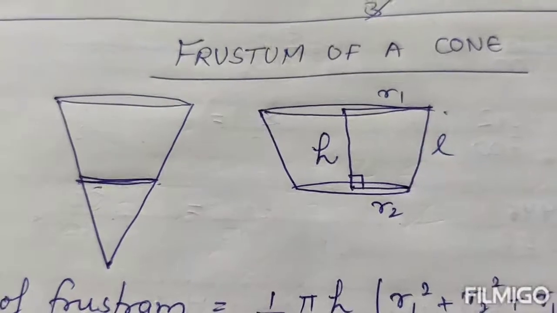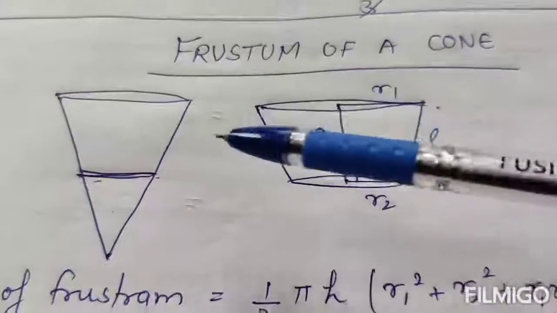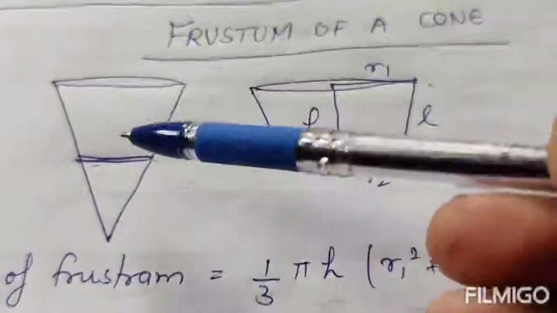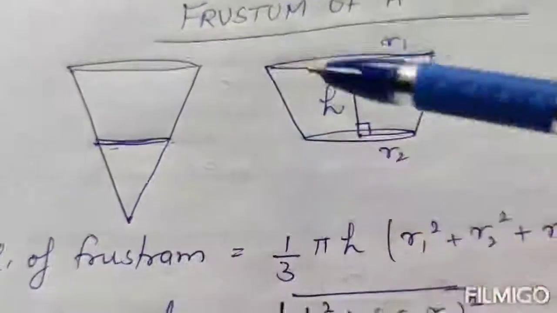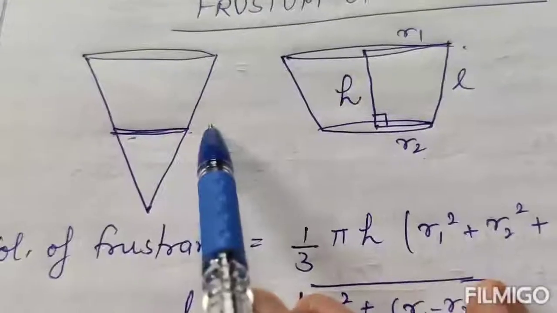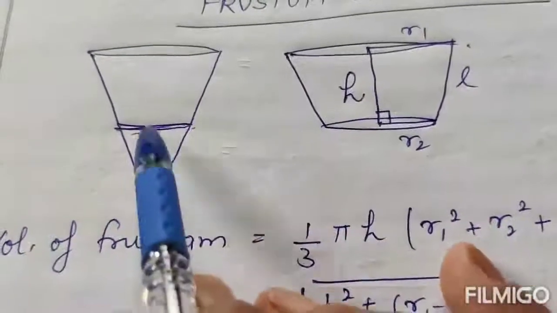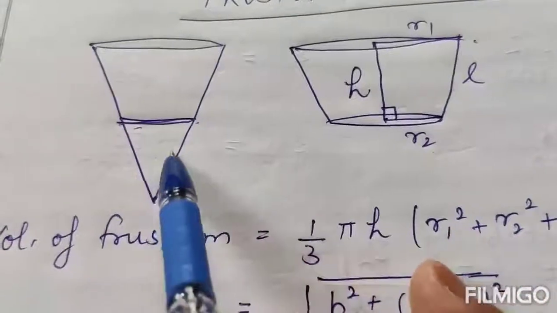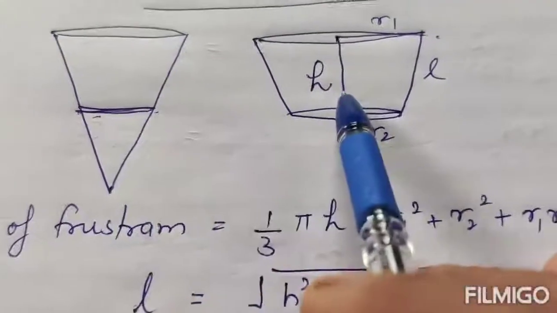Frustum of a cone. This is a cone. It is made up of two parts. If the cone is cut by a plane parallel to the base, the first part is known as the frustum and the second is a cone. This is a frustum.